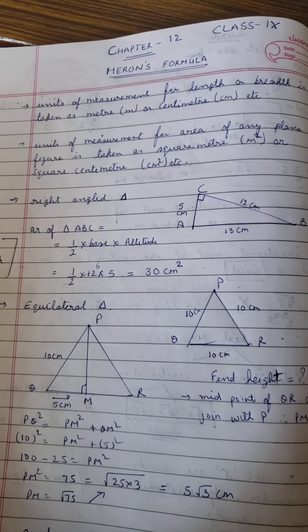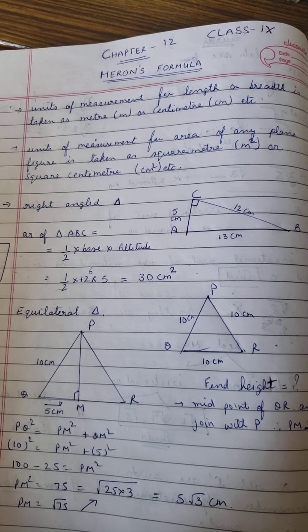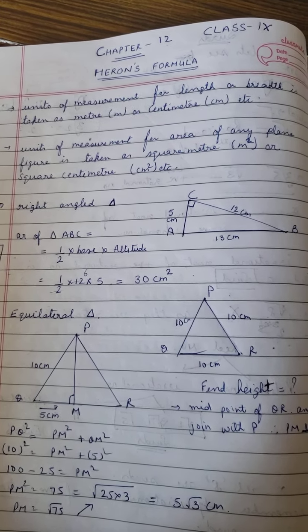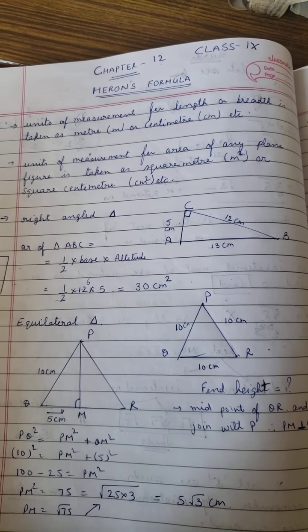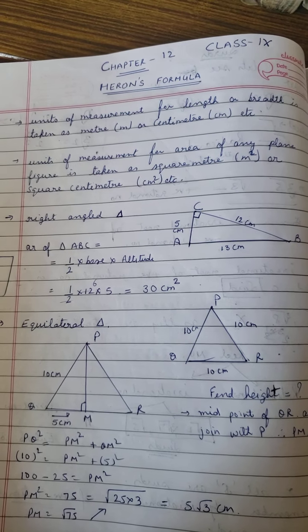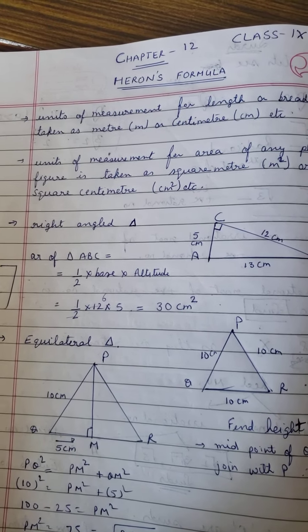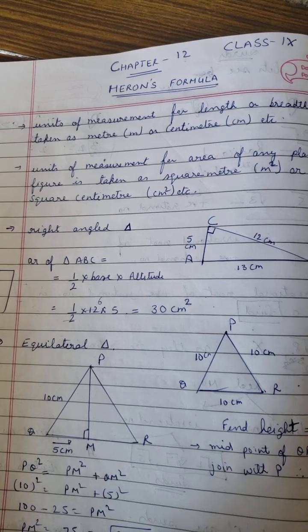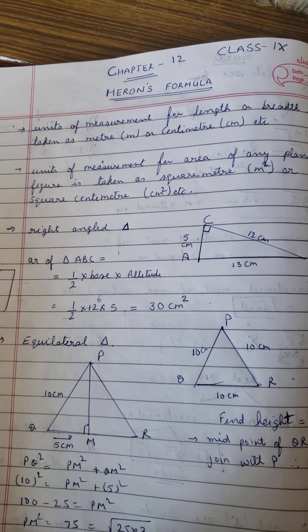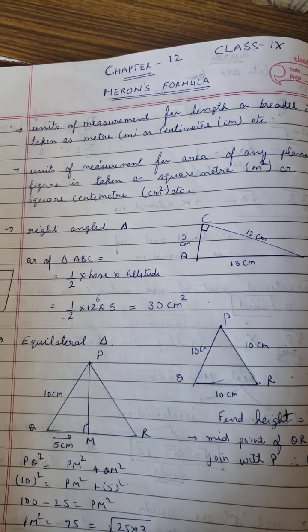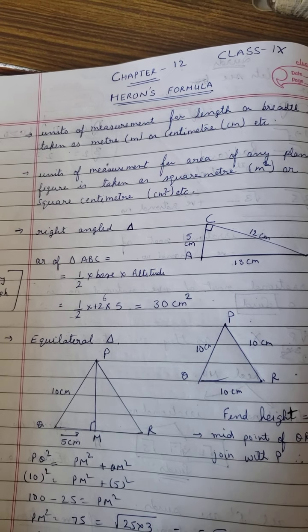Units of measurement: you already know that for finding the length and the breadth of any quadrilateral or triangle, any dimensions, you have to write down meters and centimeters, etc. with it. In class 9, it is mandatory to write meters and centimeters if you are finding the height or the side of a triangle.